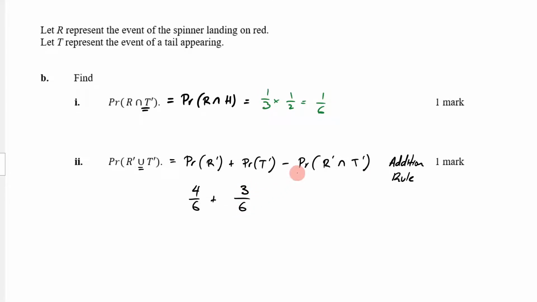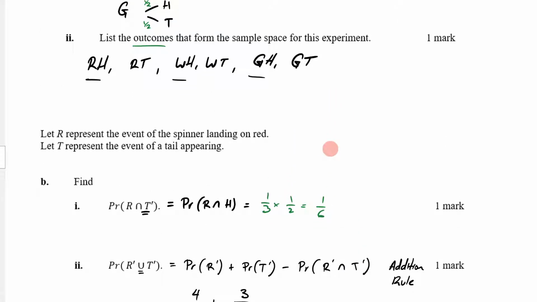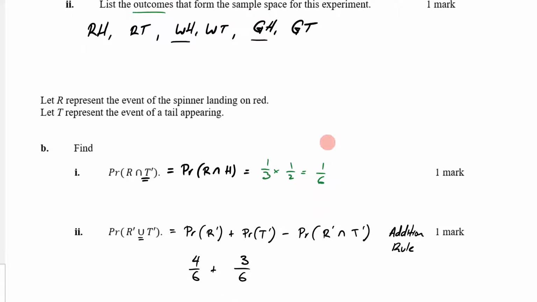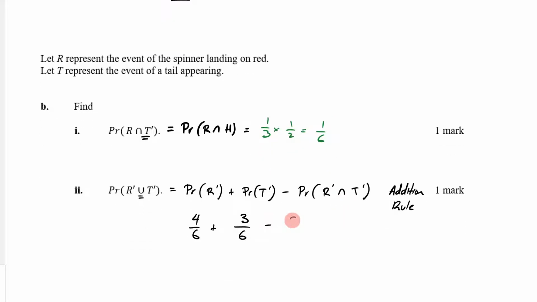And then we want to get the probability of R dash intersection of T dash. So that is the intersection of everything that is not red and everything that is not a tail. So you could use your sample space here again and say, all right, I want to underline everything that isn't a red and everything that isn't a tail. So that's going to be a white head or a green head because everything else either has a tail or a red. So that's going to be 2 on 6 because there's 2 out of a total of 6 there. So minus 2 on 6.